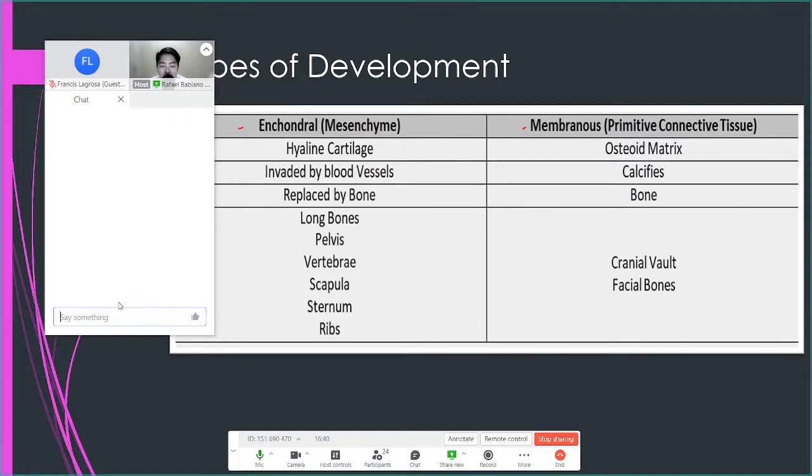So first, membranous. Membranous can also be called intramembranous ossification. As I said, ossification is bone formation. When you say ossify, it becomes bone. Ossification is the process of forming bone. So we have intramembranous or membranous ossification.